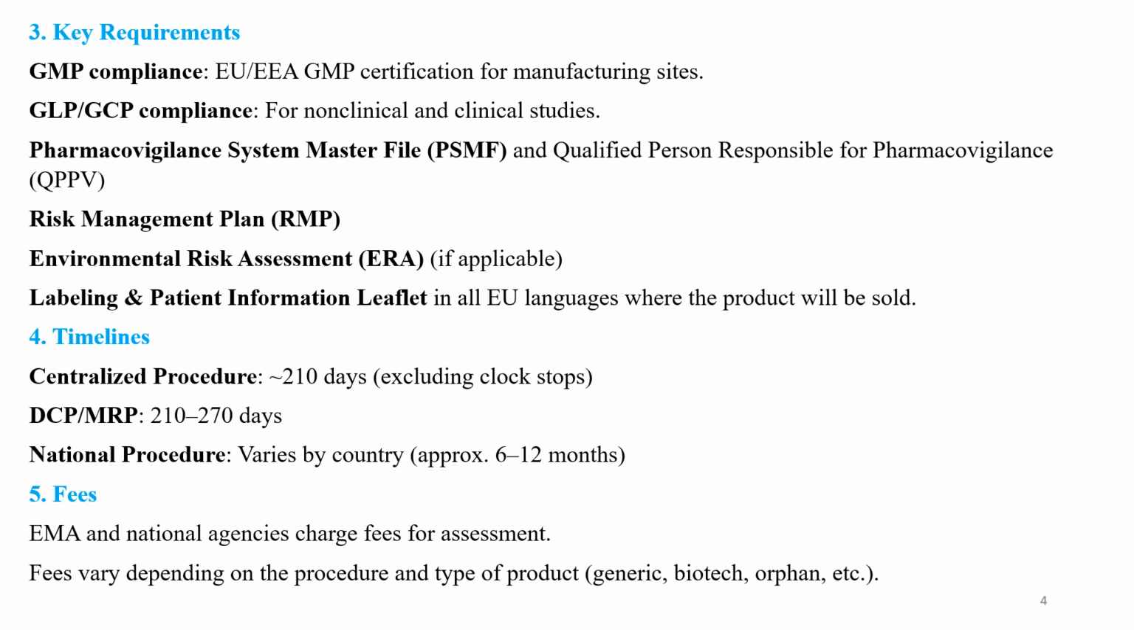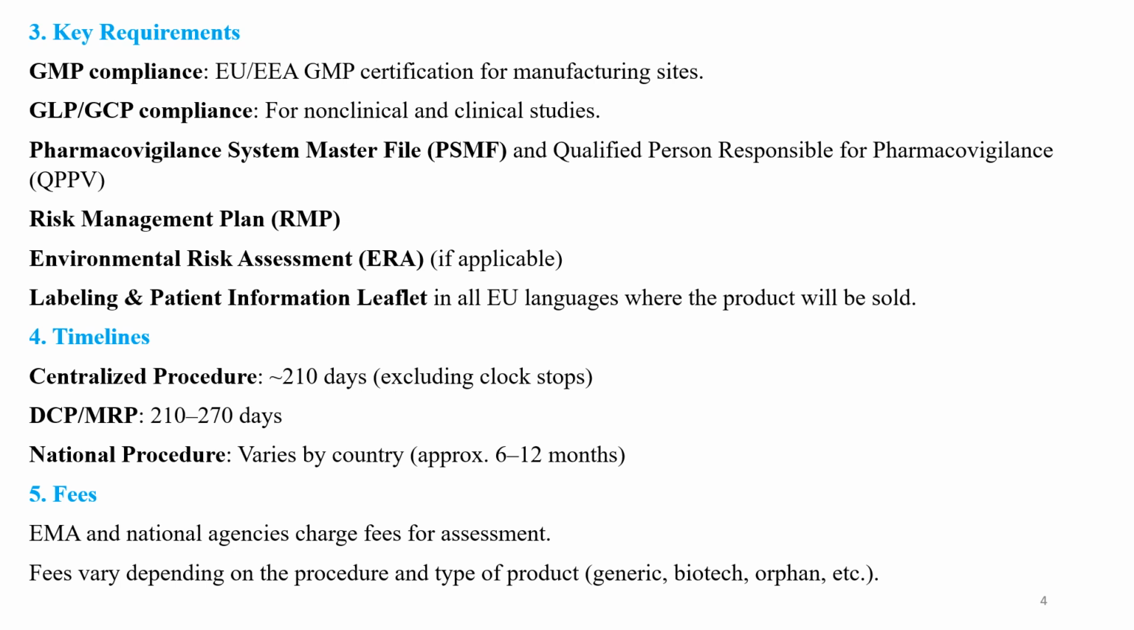So GMP compliance is required. GMP certification for manufacturing sites is required. Then compliance to the GLP, GCP for non-clinical and clinical studies. Then pharmacovigilance system master file and qualified person responsible for pharmacovigilance, risk management plan, environmental risk assessment if applicable, then labeling and patient information leaflet. It is called PIL, in all European languages where the product will be sold.